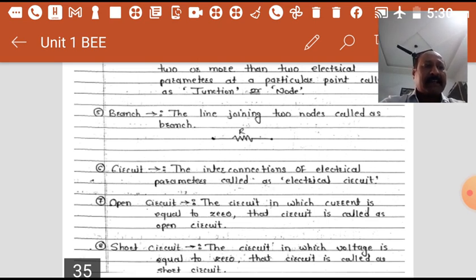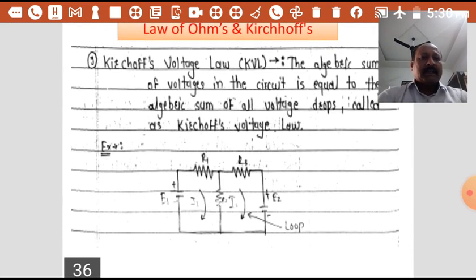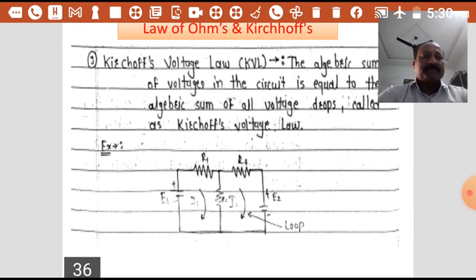Then see Kirchhoff's voltage law. The first was Kirchhoff's current law, sometimes called KCL. The second law is the KVL, that is Kirchhoff's voltage law. See the statement of Kirchhoff's voltage law.